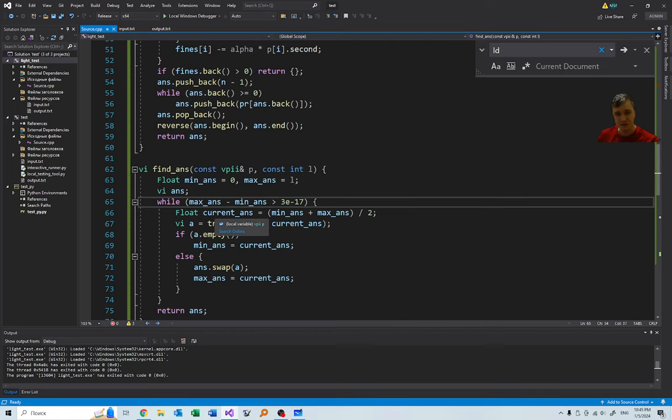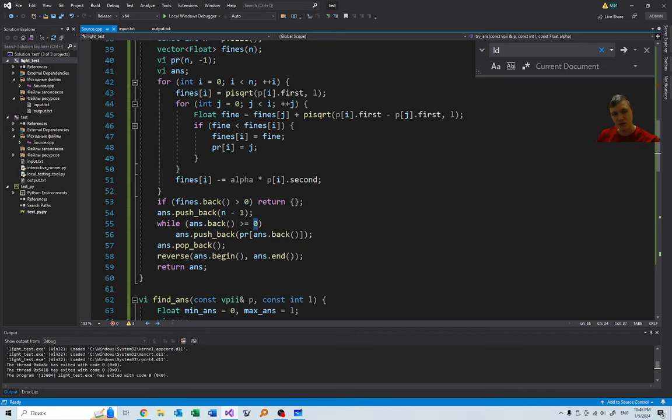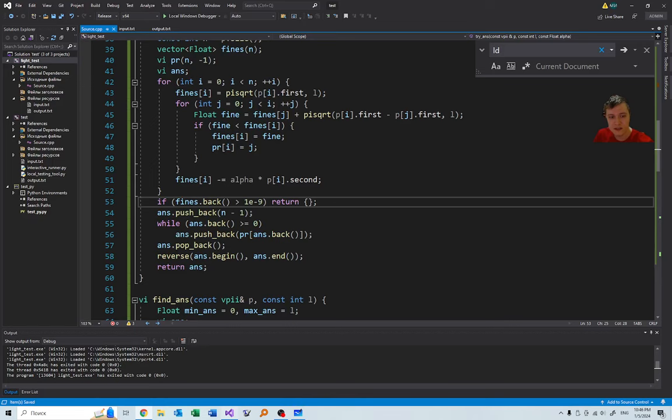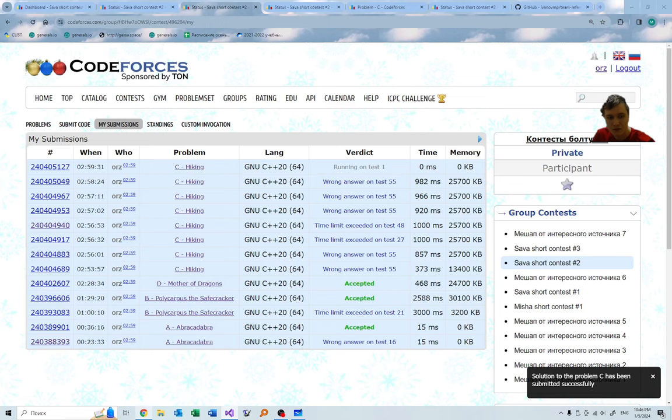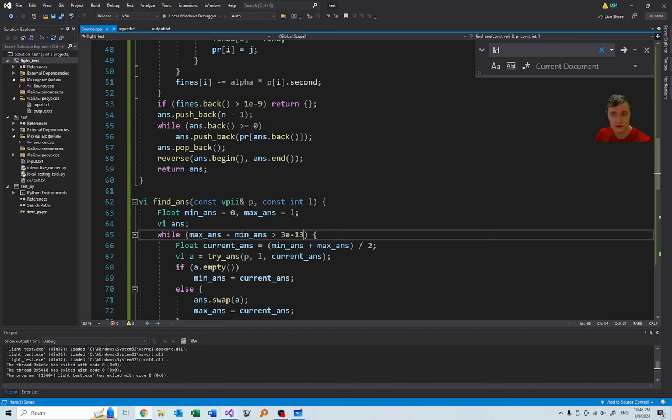So this is not the correct approach. So I need to find the total minimum, which is very accurate. Is it even possible? Maybe I need to use like 1e minus 9 here. Let's try it. And also let's try it with less precision here. No, didn't help at all. Okay, what about minus?